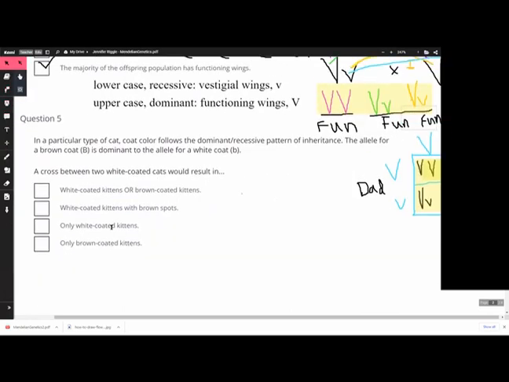All right, so in a particular type of cat, the coat color follows the dominant and recessive pattern of inheritance. The allele for a brown coat, capital B, is dominant to the allele for a white coat, which is recessive.